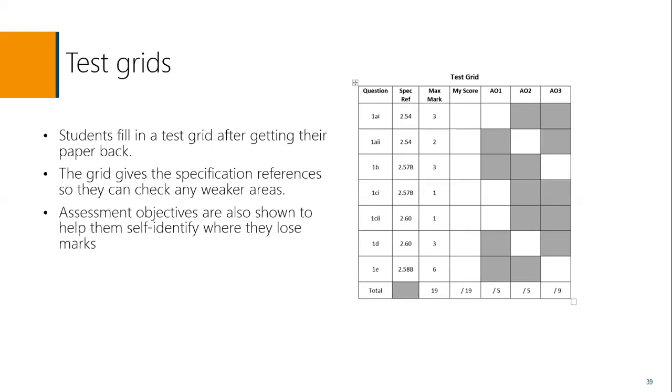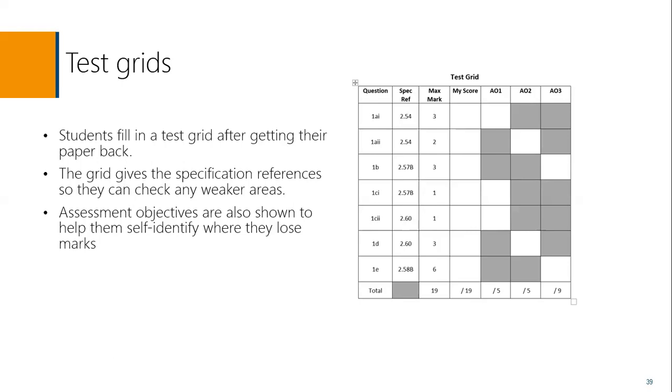So for each part of the question, the specification reference has been identified, and when exam papers are written, a grid is produced to go alongside them that also identifies the specification reference. So this is an ongoing process all the way through. It gives the maximum mark. It allows them to fill their score in, and then it indicates which assessment objective this question was looking at.